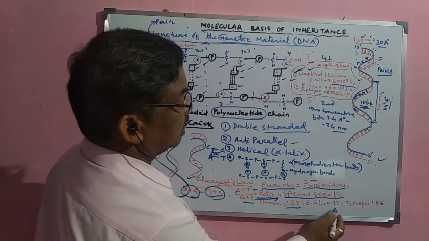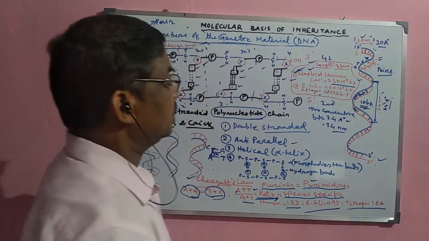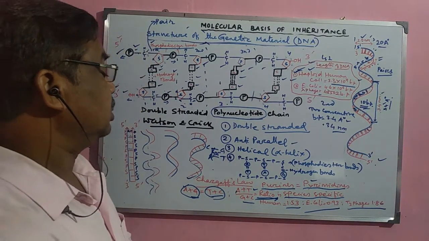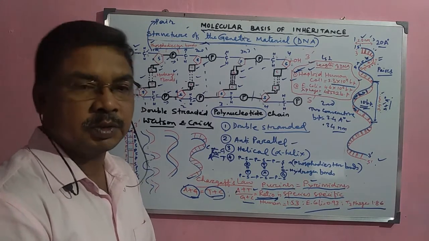Then in the case of E. coli, this ratio is 0. In the case of T2 phage, it is around 1.86. So that is why it is an indicator for identification of a particular species.